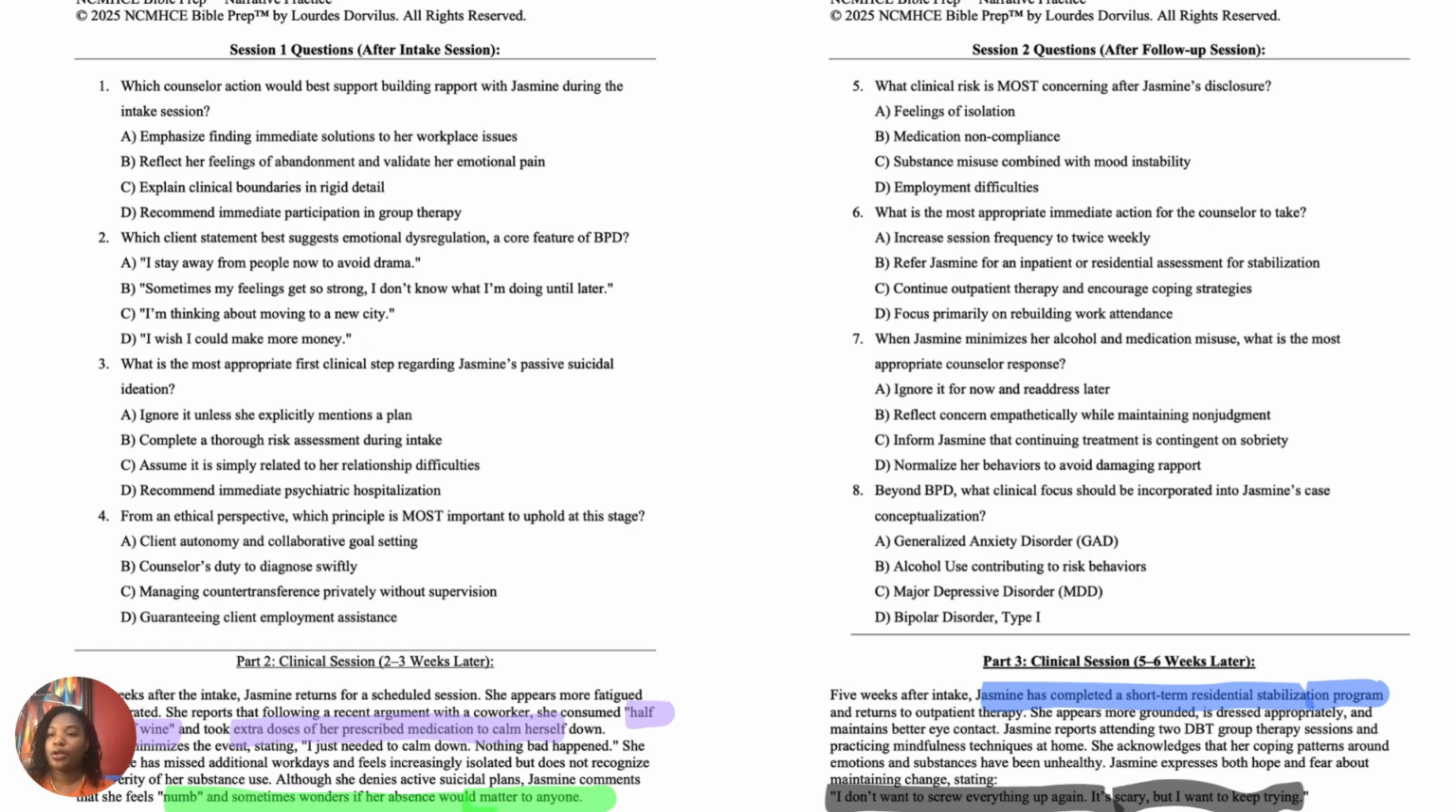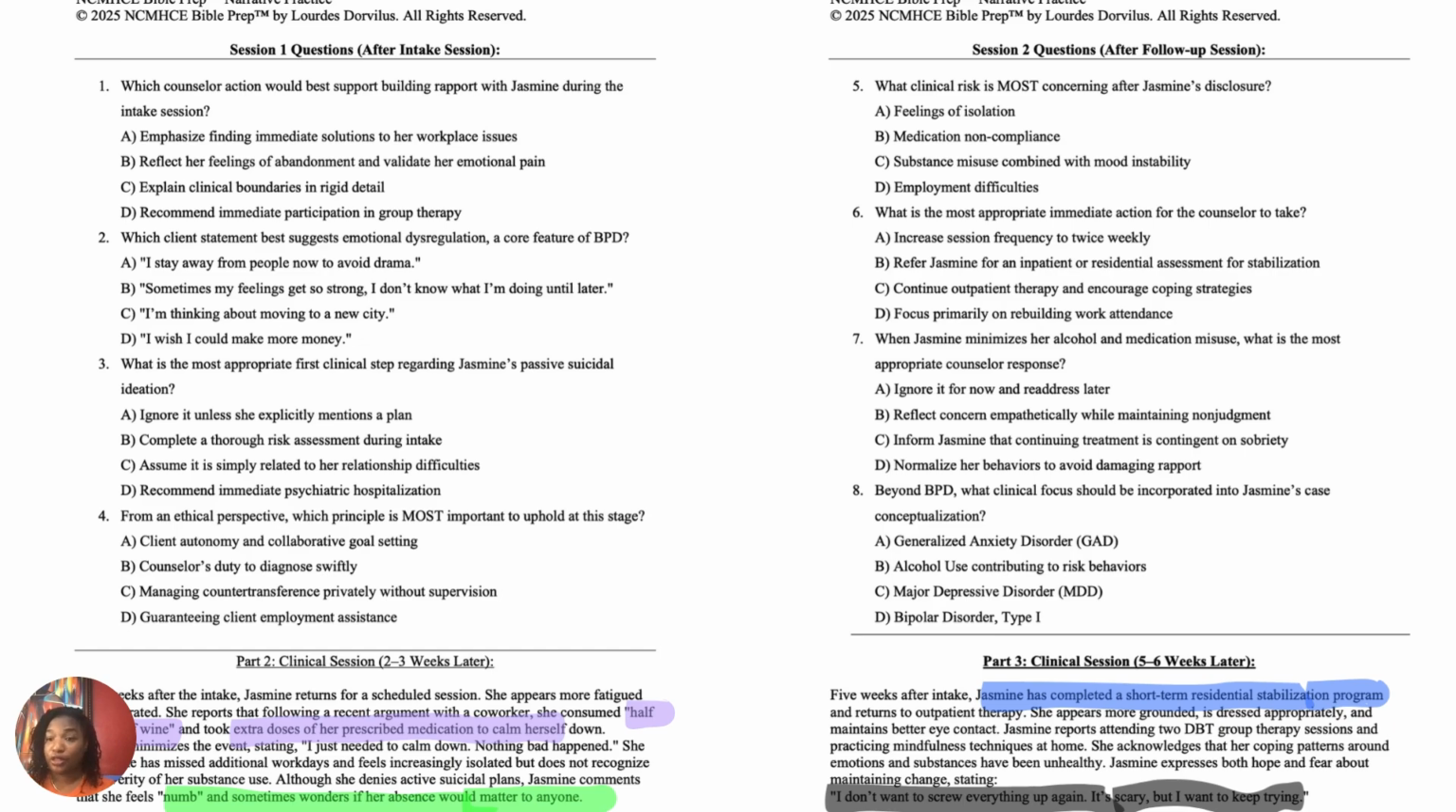Let's talk about the incorrect. D, already, you can cross that out. Guaranteeing client employment assistance? No, she doesn't need that. It's what is the most important to uphold at this stage. That's not it. Managing countertransference privately without supervision is incorrect. There was no talk about the client or the therapist experiencing countertransference in this narrative. B, counselor's duty to diagnose swiftly, is incorrect. The correct answer is client autonomy and collaborative goal setting.